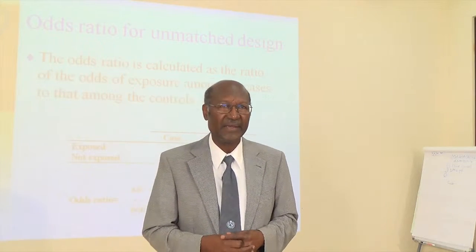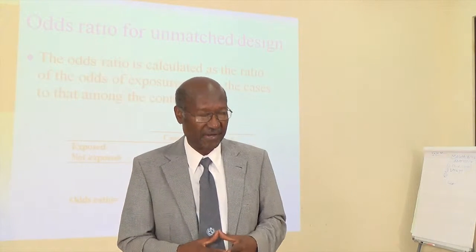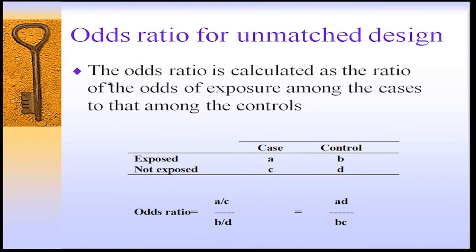Calculation of odds ratio in unmatched case control design. The odds ratio is calculated as the ratio of the odds of exposure among the cases to that among the controls. For example, if you see this table of an unmatched case control study, A in the table represents a case which is exposed, B represents a control that is exposed, C represents a case that is not exposed, and D represents a control that is not exposed.